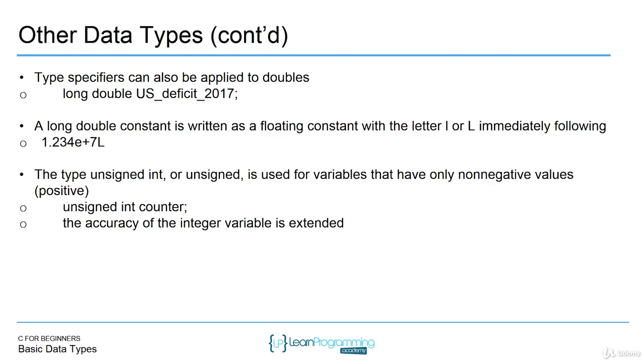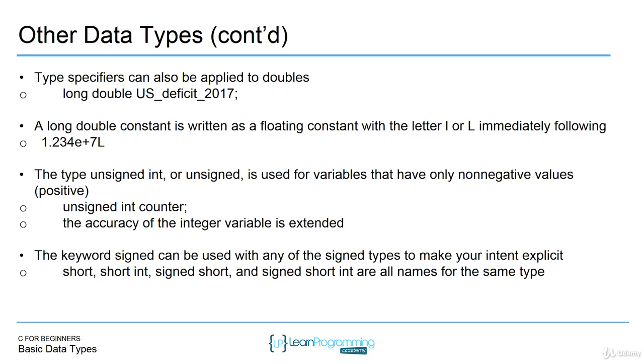Now, that's how it works in theory. Some compilers don't enforce it. But if you were to create an unsigned int and you tried to assign a negative number, the compiler should complain. So unsigned int counter, for example. And again, this allows the range of the integer variable to be extended to only allow positive values. So it's making your program more efficient by using all of these more specified data types. Also, there's the signed data type that can be applied to ints, floats, and doubles, or shorts, signed short, signed int.